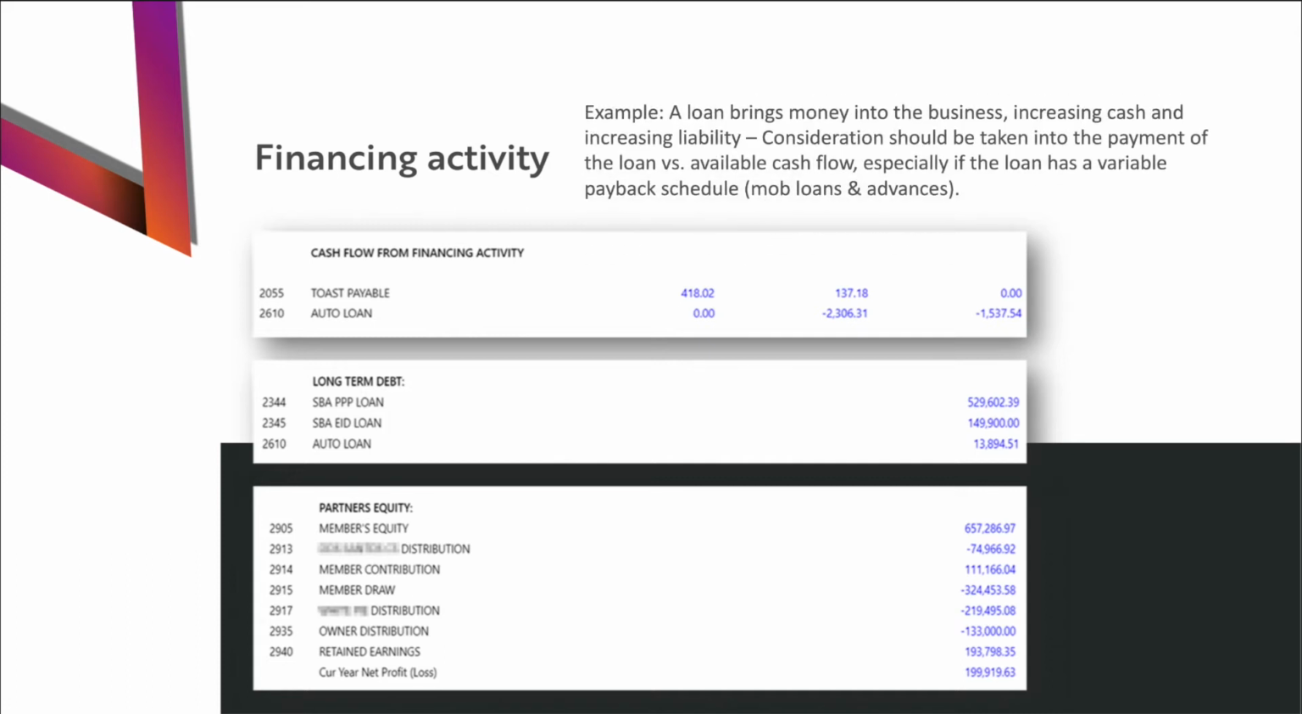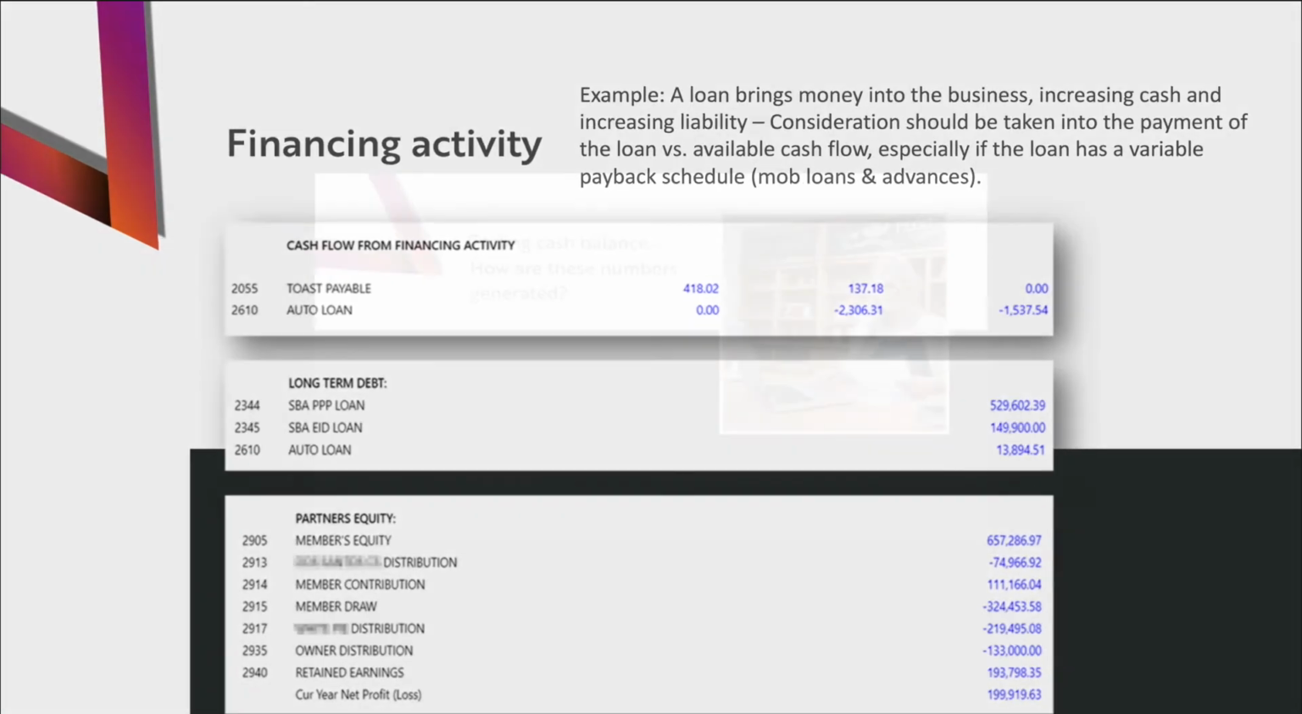An example of this would be a loan brings money into the business, increasing cash, but also increasing liability. Consideration should be taken into the payment of the loan versus available cash flow, especially if the loan has a variable payback schedule, such as merchant cash advance loans and advances.